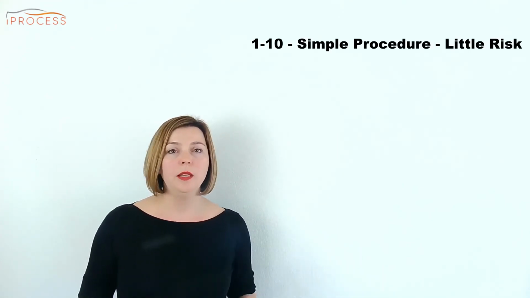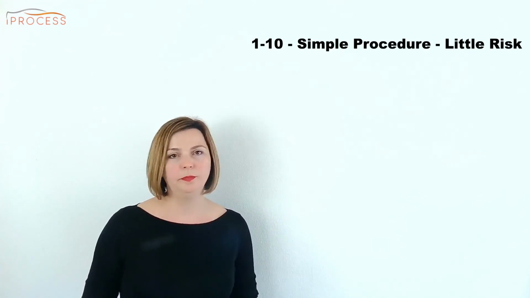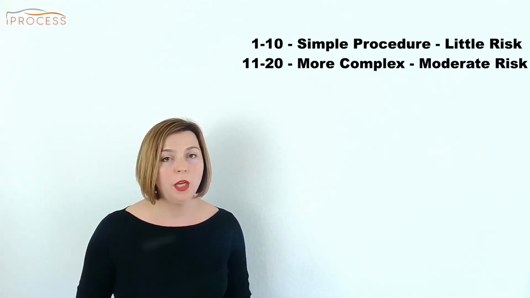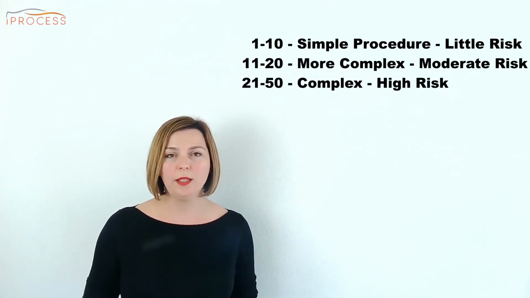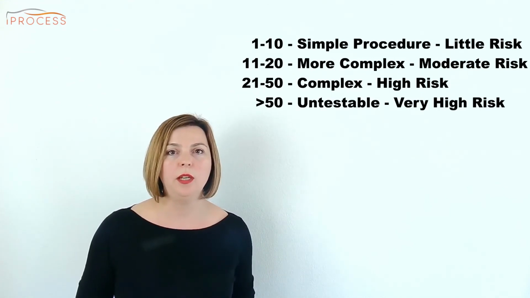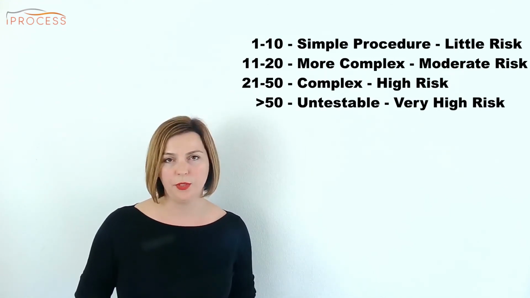According to Wikipedia, McCabe introduces the following categorization to interpret cyclomatic complexity. 1 to 10, simple procedure, little risk. 11 to 20, more complex, moderate risk. 21 to 50, complex, high risk. And a cyclomatic complexity over 50 is considered untestable code, very high risk. The automotive industry, particularly if we talk about safety-critical applications, recommends a cyclomatic complexity of not higher than 10.